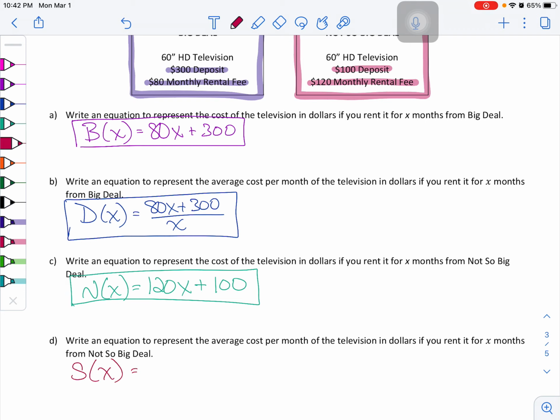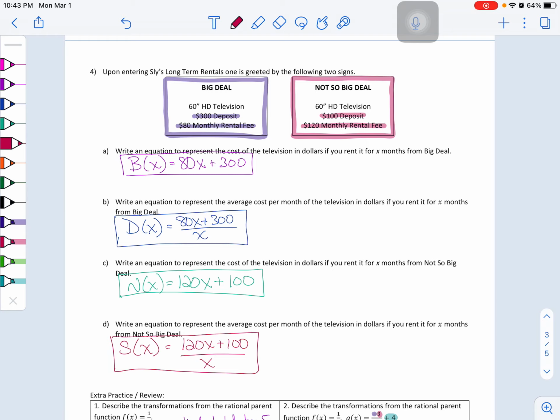And then the last equation we're going to do here is the average cost per month. So I'll do S of X. You could put any equation that you want here. I'm just trying to keep them straight so that you don't think that they're all the same equation. So you don't use F of X for all of them. S of X here is going to be the total cost. So the equation from part C, so 120X plus 100 divided by the X months that you rent. That'll get you the average cost per month.